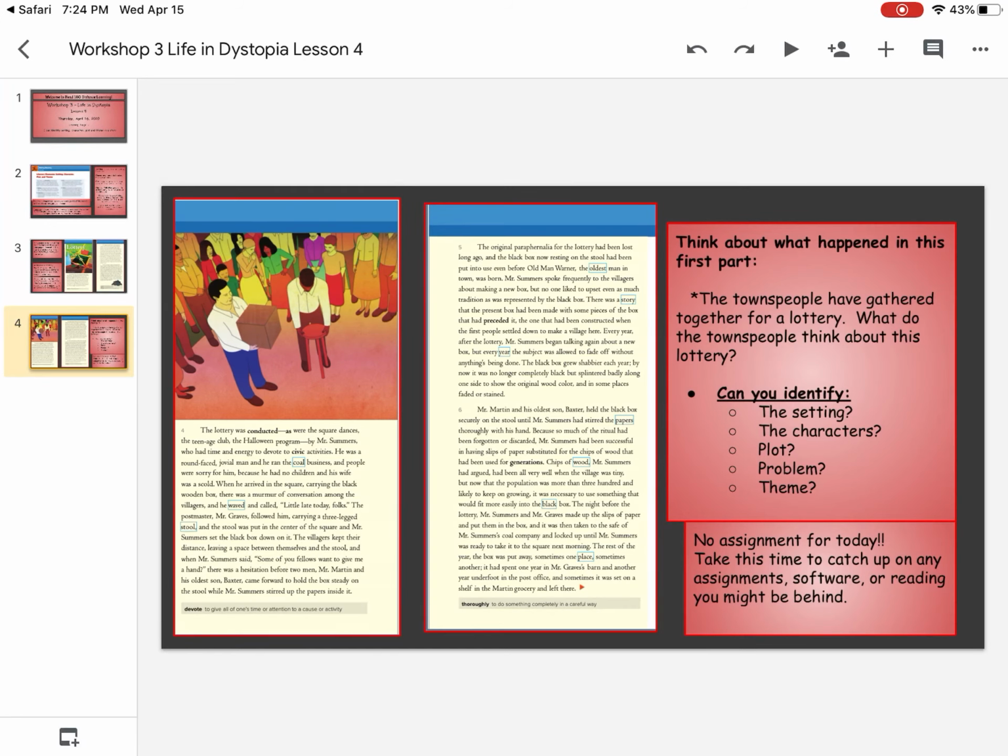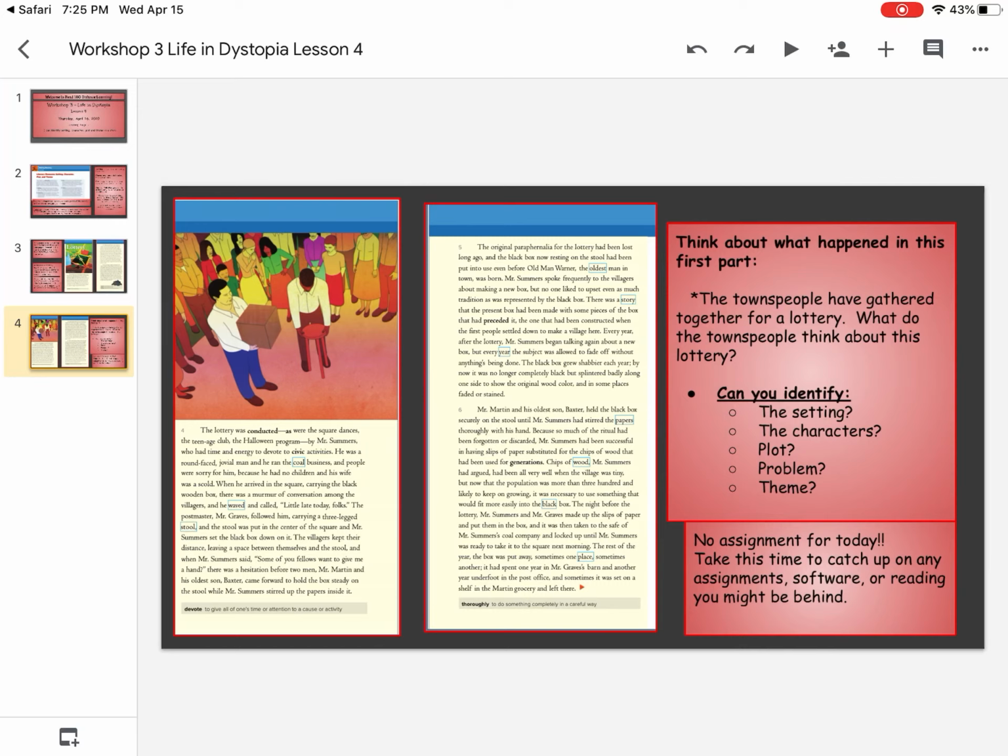There was a story that the present box had been made with some pieces of the box that had preceded it, the one that had been constructed when the first people settled down to make a village here. Every year after the lottery, Mr. Summers began talking again about a new box, but every year the subject was allowed to fade off without anything's being done. The black box grew shabbier each year. By now it was no longer completely black, but splintered badly along one side to show the original wood color, and in some places faded or stained.